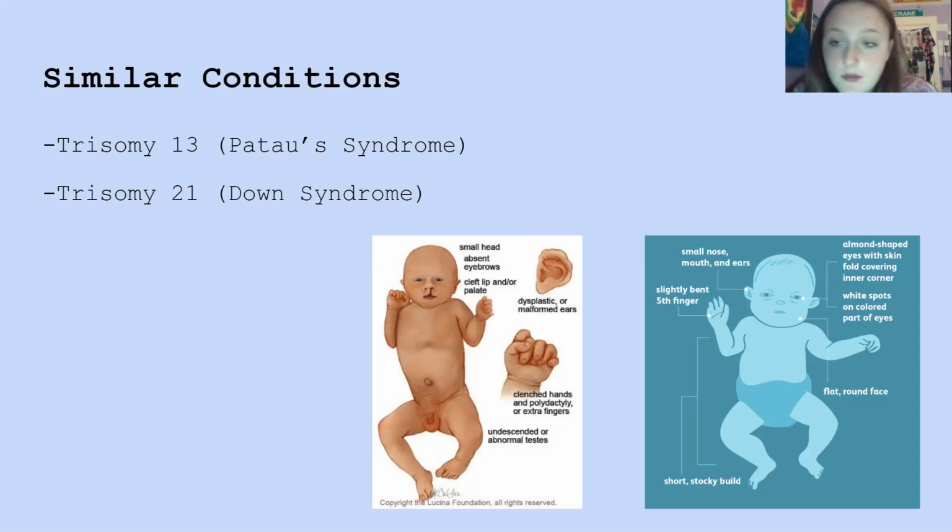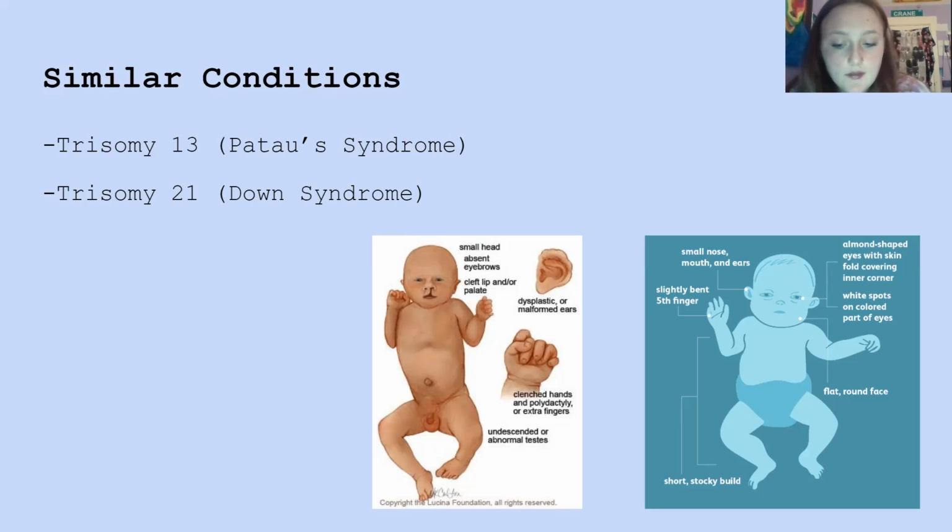Trisomy 21 is clearly more well-known than both of them. It's the most common, occurring in 1 in 700 babies. This is where the third copy of chromosome 21 is present. It's the least fatal of the trisomy conditions, presenting small fatality rates among the other conditions.